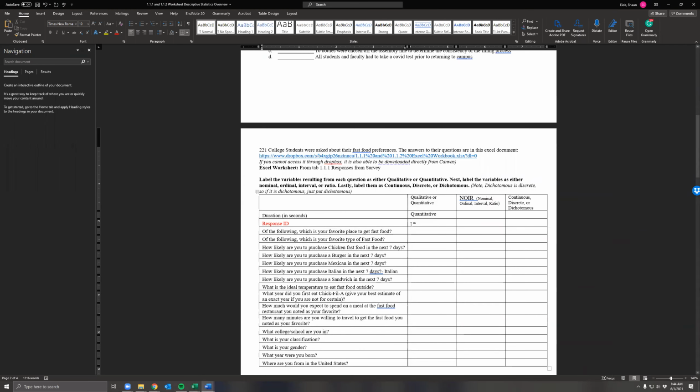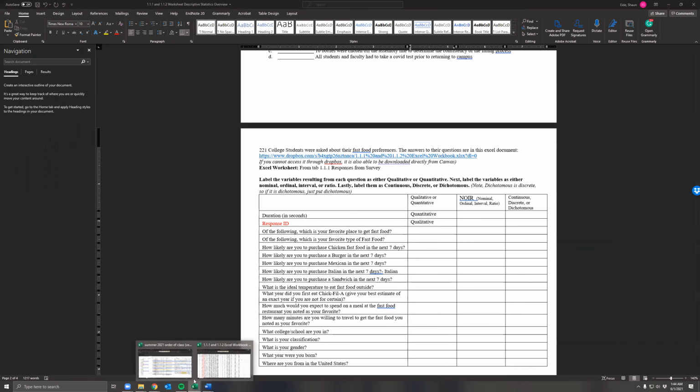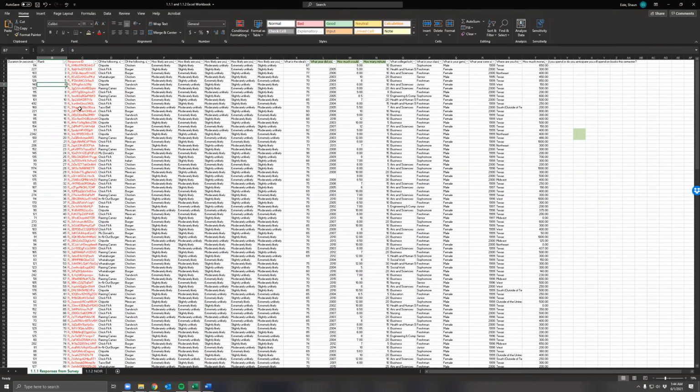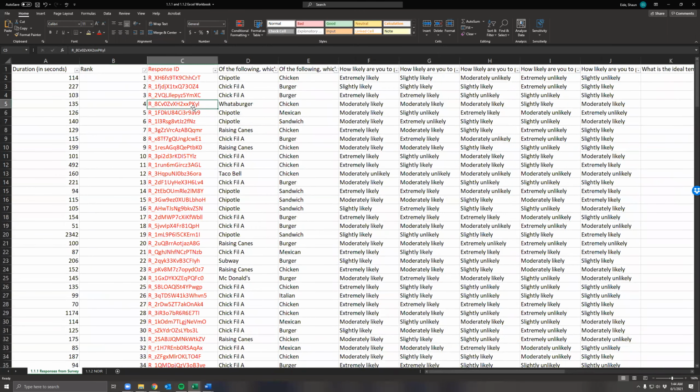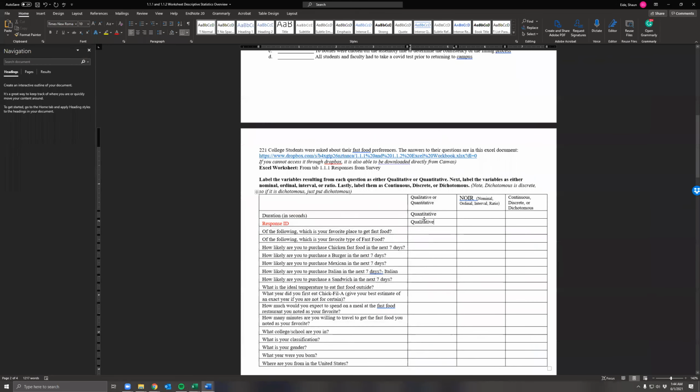Then response ID. This is actually really unique, and the reason why is it's qualitative. Let's look at this really quick. Even if it was all numbers, and you'll notice we're going to zoom in, there's absolutely no order there. It's just an ID. It's a unique identification. And so it is qualitative.